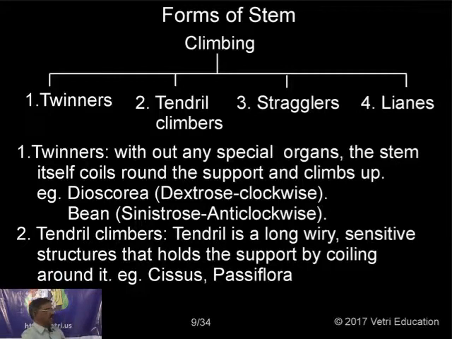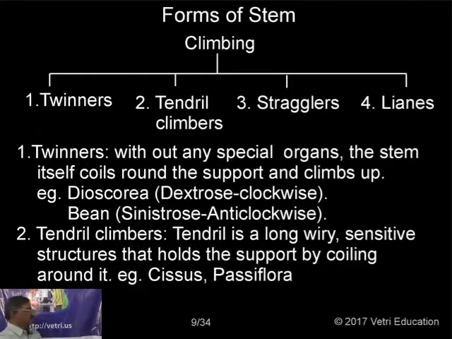In this we have 2 types, depending upon the way in which it is climbing over the support. In Dioscorea it is called dextrose climbing, that is clockwise. On the support it twines in a clockwise way, whereas in bean, sinistrose type, it is anti-clockwise. The diagram we'll see later.